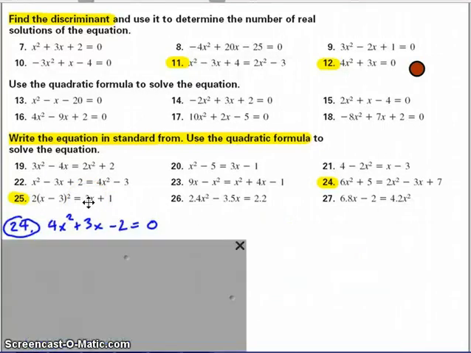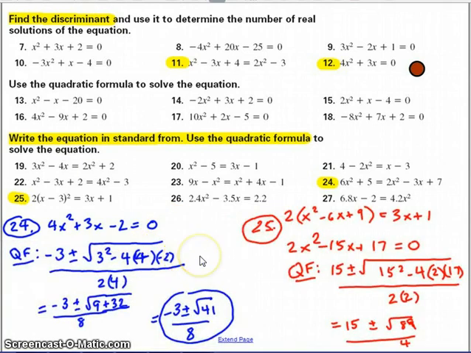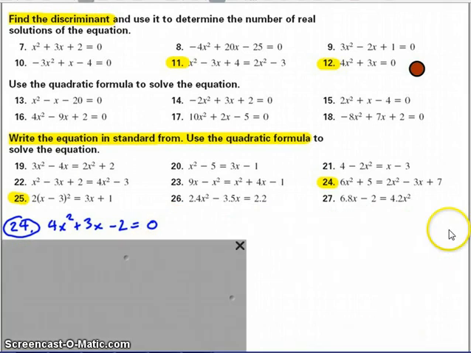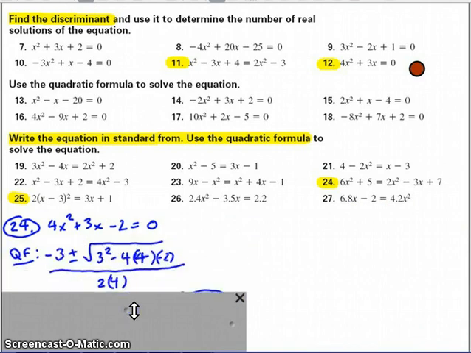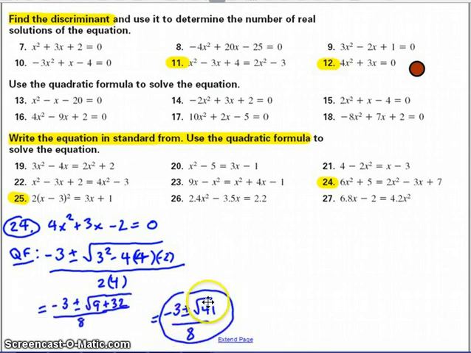Okay, beginning with 24, like before, you have to get this equation into standard form to get anywhere. Well, here is 24 rewritten in standard form. Now you plug a, b, and c into the quadratic formula. You should set it up like so. And if you work the quadratic formula out, you're going to end up with -3 plus or minus the square root of 41 over 8. You can't simplify the square root of 41 any further, so this is as far as you can go in answering 24.